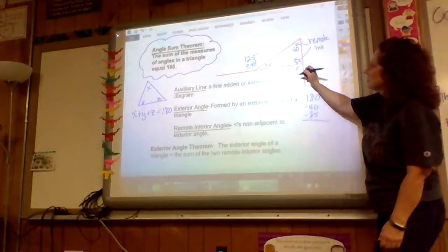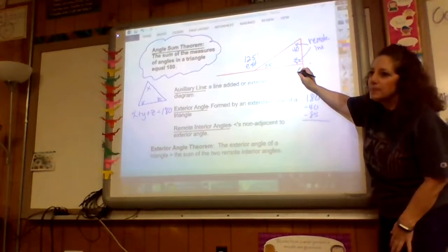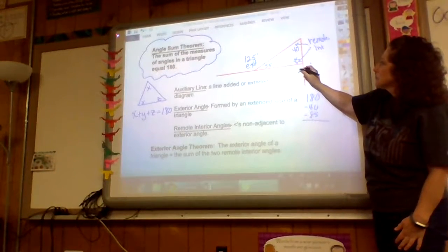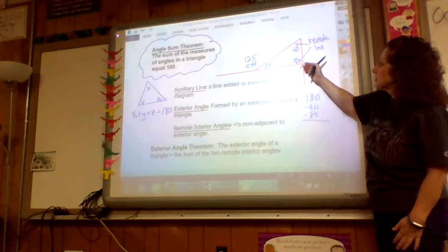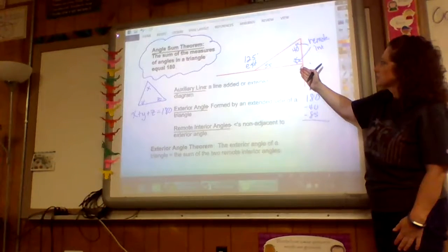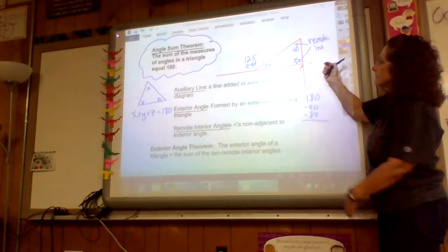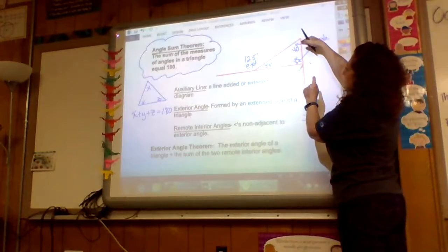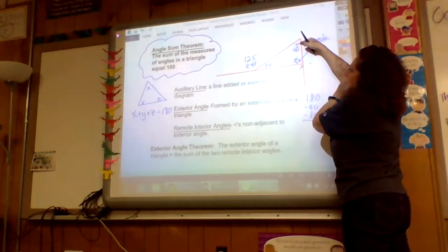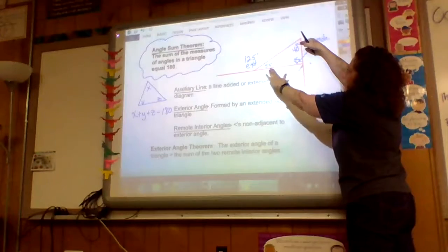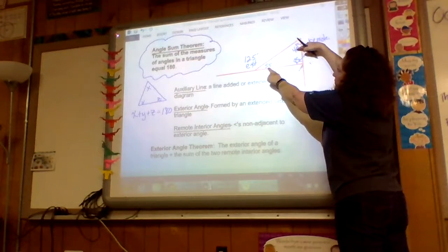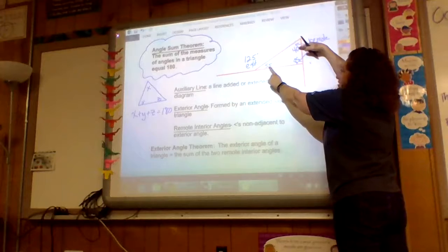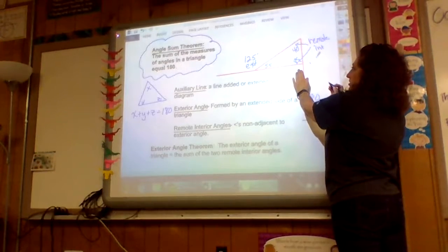exterior angle? 85. Or no. So this exterior, that's my interior, but what are my two remote interiors to this one? 40 and 85. 40, yes. But 85 is touching it. So remote, go far away. The exterior. 55. I don't know. So this is my exterior.